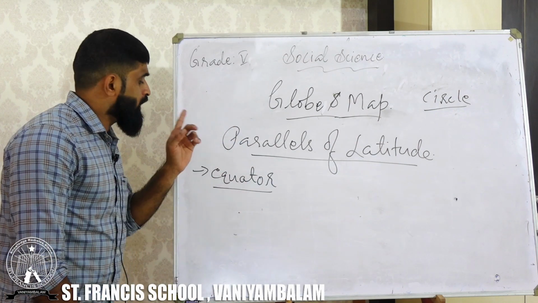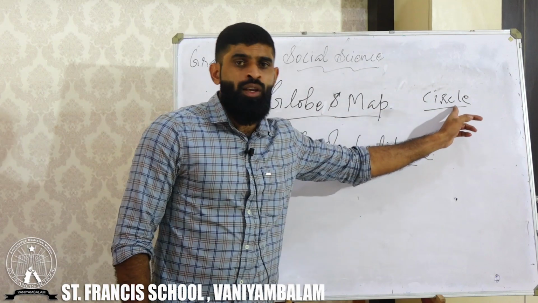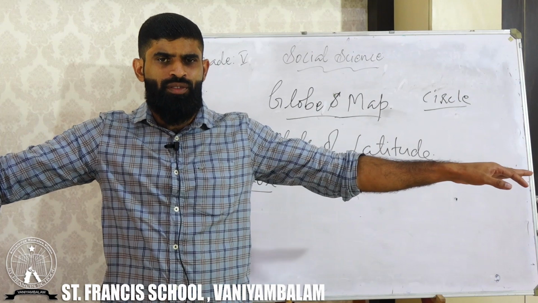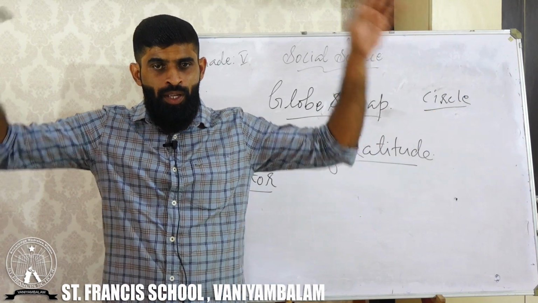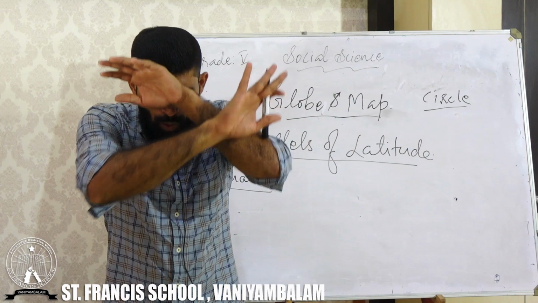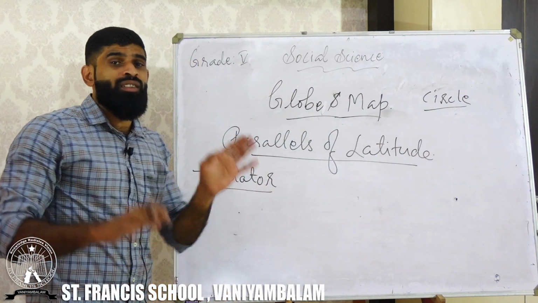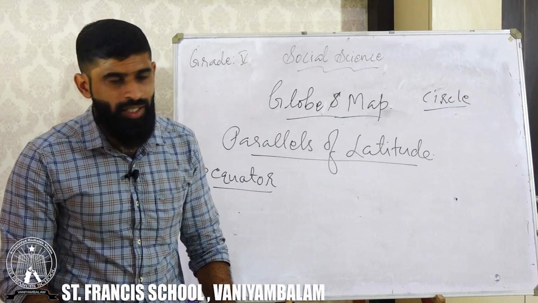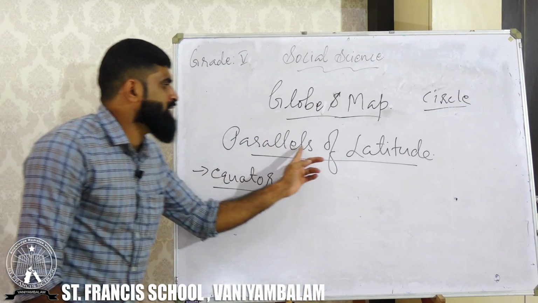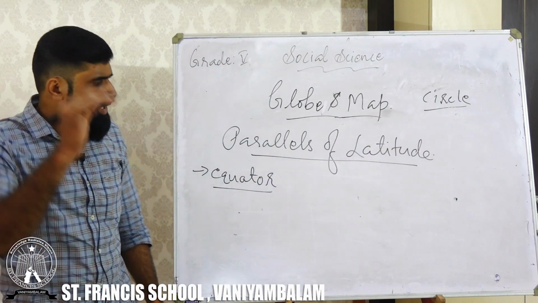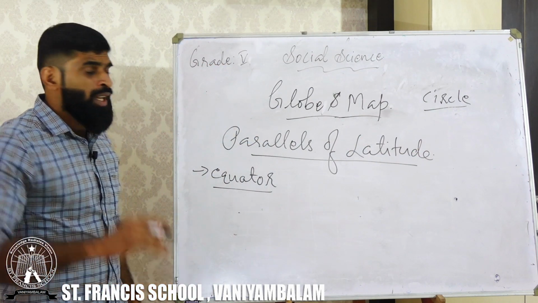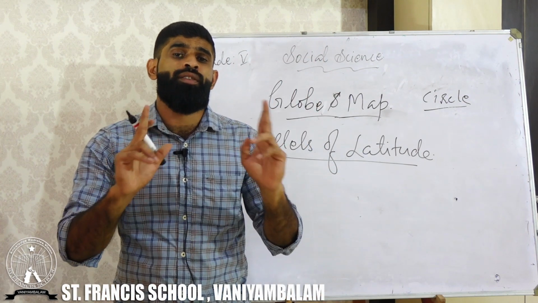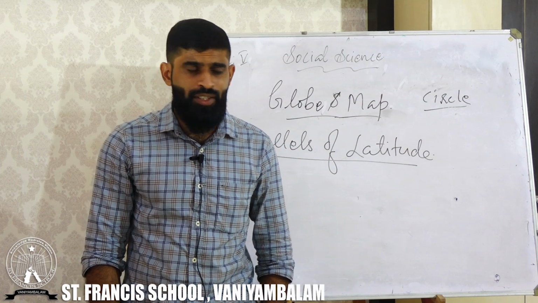What is the shape of the equator? Circle. All the latitudes, my dears, have the same shape, that is circle. The number and all those things I will be telling you. We need to understand parallels of latitudes. Parallels of latitudes means we have 180 latitudes.